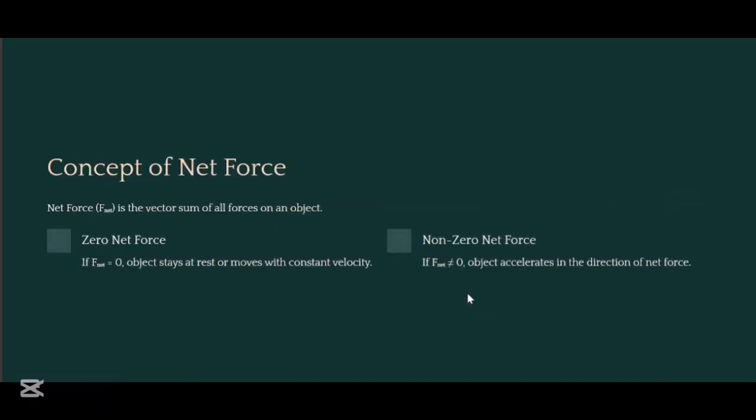The concept of net force. Net force is the vector sum of all forces on an object. Vector force is denoted by F subscript net. If the net force is zero, the object will stay at rest or it will move with constant velocity. If the net force is not equal to zero, the object will accelerate in the direction of net force.